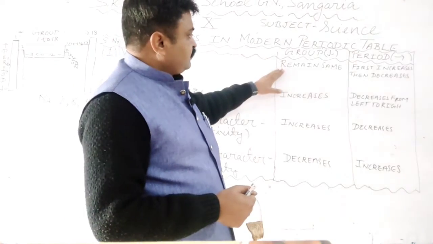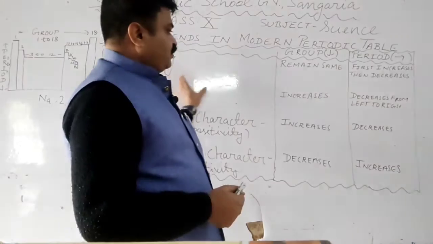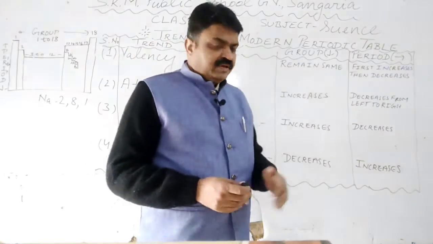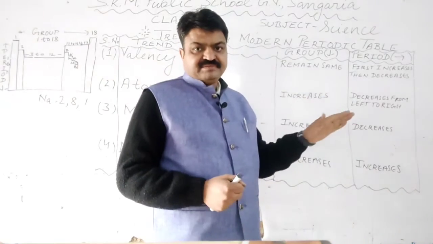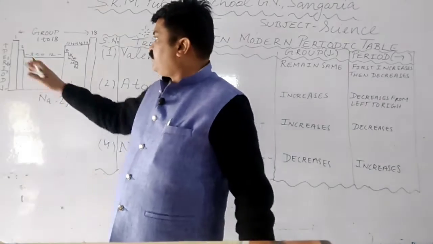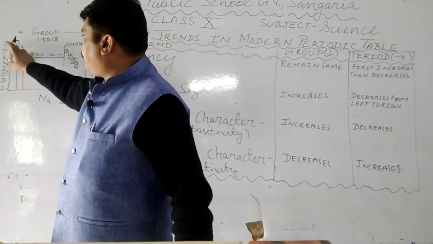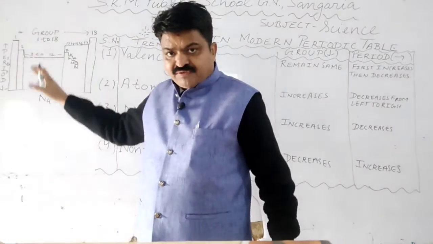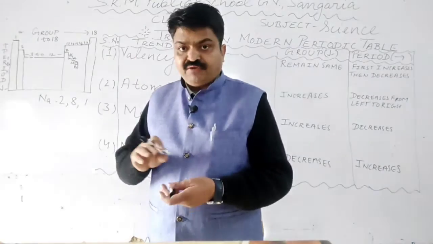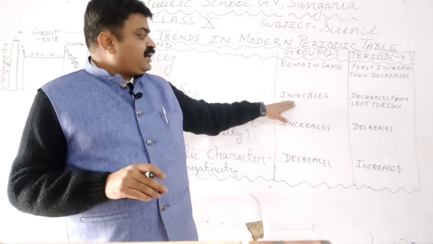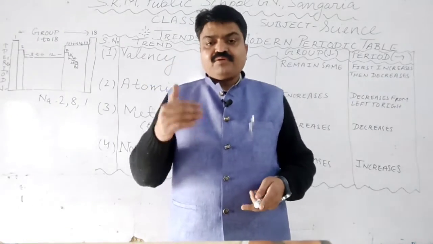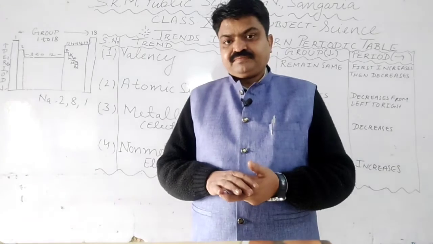In the group, if we speak about atomic size, then the atomic size in the group, student, increases. Means in the group, if we observe the first group or the second group or the third group, then from up to down, the atomic size is increased. Why is it increased? Because the number of shells is increased.